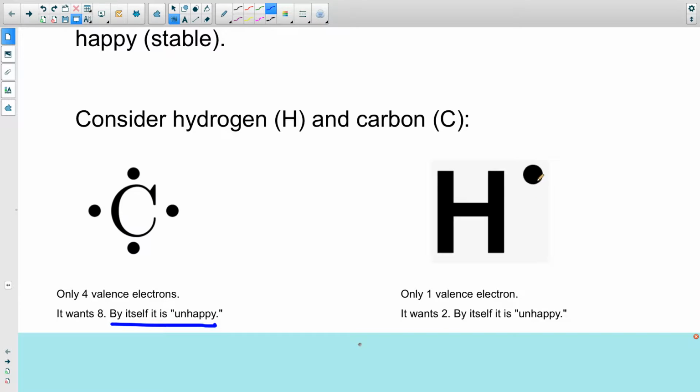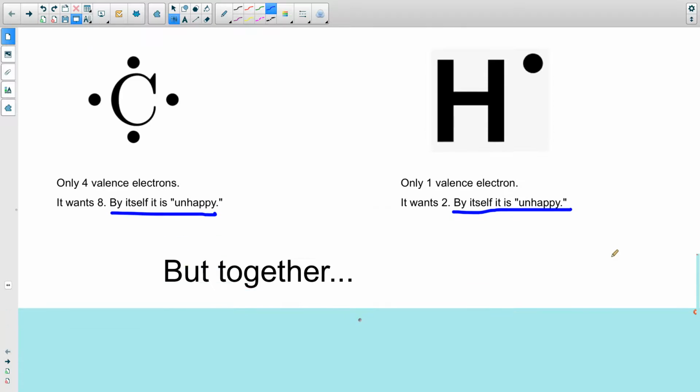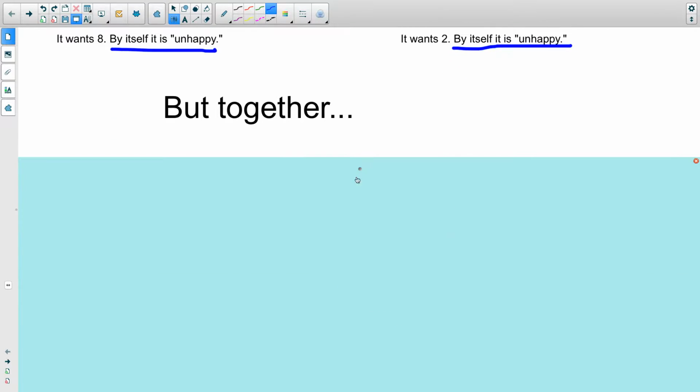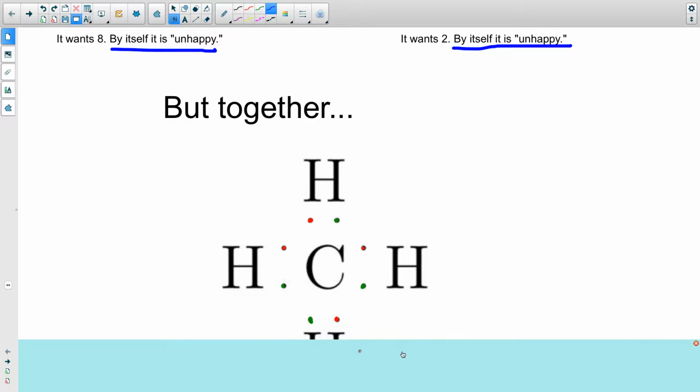Hydrogen, we see, has only 1 valence electron. And since it has just that first electron shell, it can only hold 2, so it actually wants 2 electrons in order to have a full valence shell. So again, by itself, hydrogen is unhappy. However, together, they can complete each other.